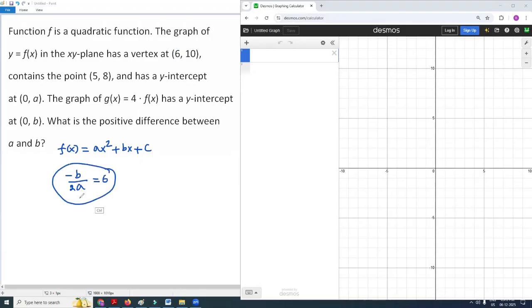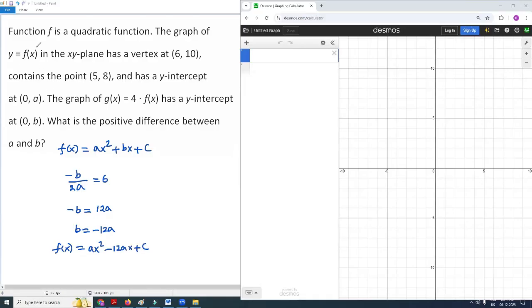Now let's solve for b in this equation. We multiply both sides of this equation by 2a. When I do so, I am getting negative b equals 12a. To get b, we have to get rid of this negative sign, so we multiply both sides by -1. Then I get b equals negative 12a. We can plug in negative 12a for b, then we have f of x equals ax squared minus 12ax plus c.